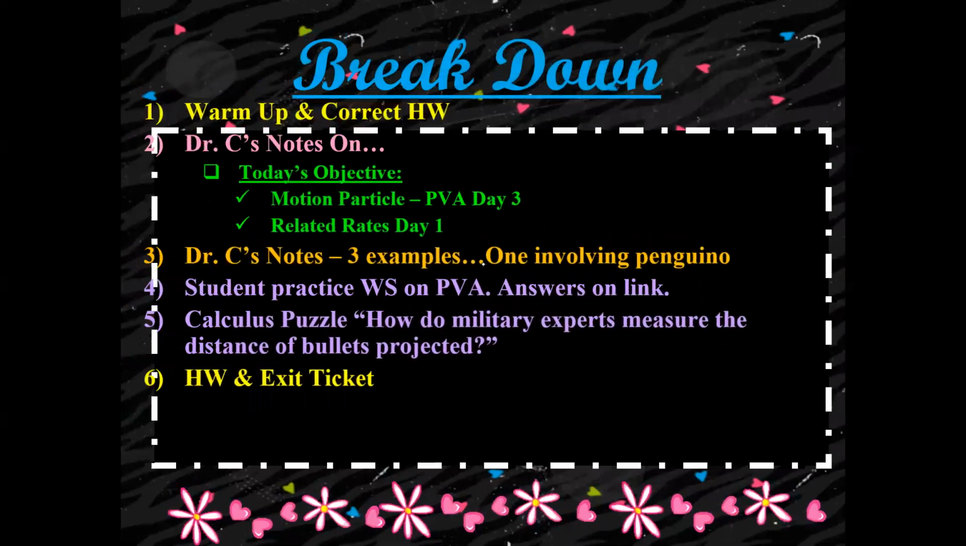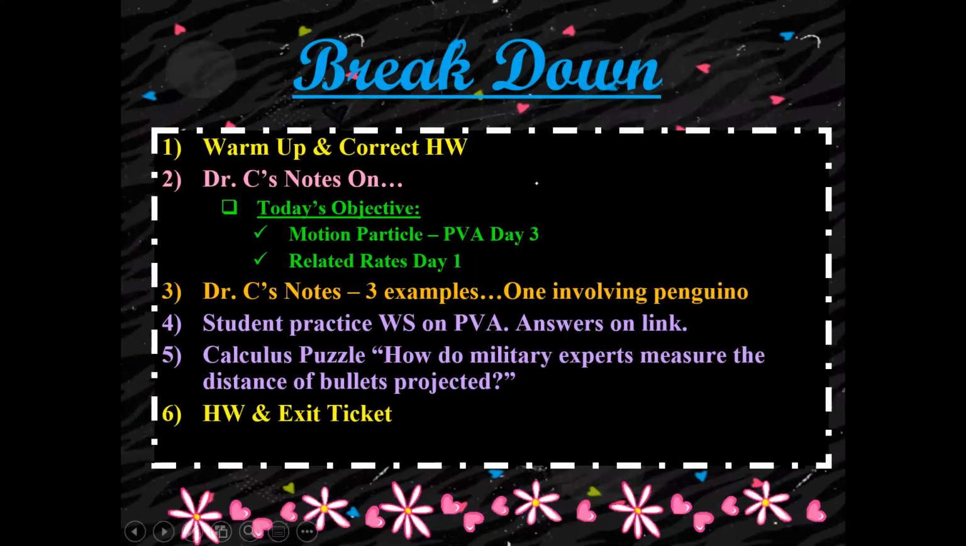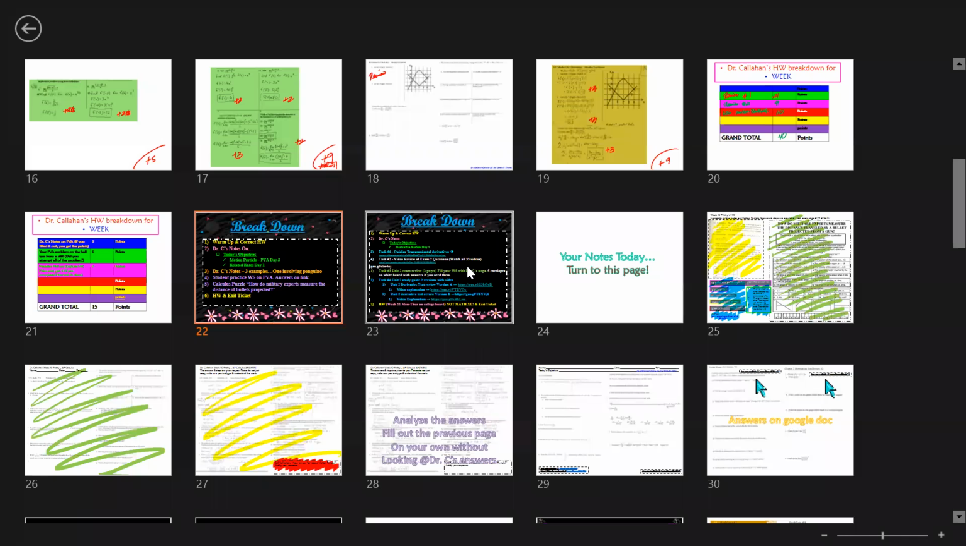Looking at this part here, today we're going to talk about motion particles for day 3, and we're also going to talk about related rates day 1. Related rates is similar to motion particles in that it is a word problem using derivatives, but it's different word problems. Obviously, it's not about something moving. I'm going to go over 3 different examples, one involving a penguin, and then we will go over the related rates. With that said, let's proceed.